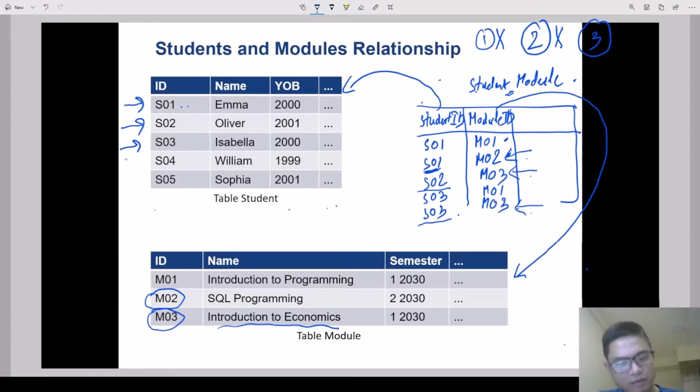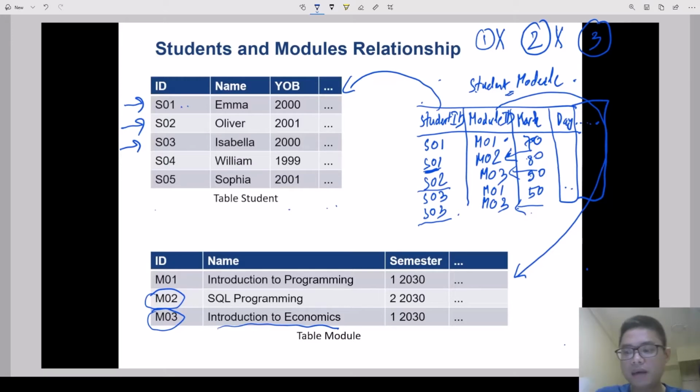In the future, for example, if we want to store the mark of the student, how much the student scored in this module, we can also create other columns in here, for example, mark or score, or maybe a date, etc. We can store all kinds of metadata of the student studying this module in here. So for example, mark in here, right, 70, this one 80, this one 90, this one 50, etc. Okay, so this is how we implement the many-to-many relationship.